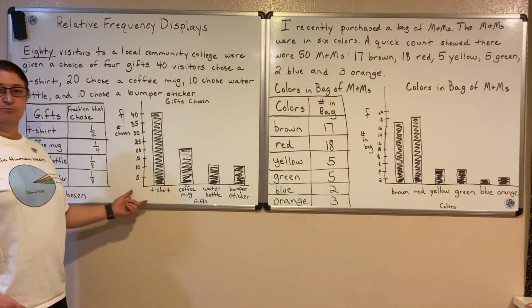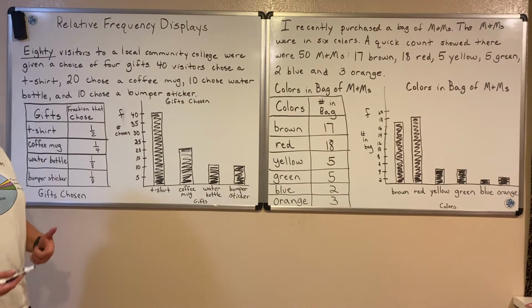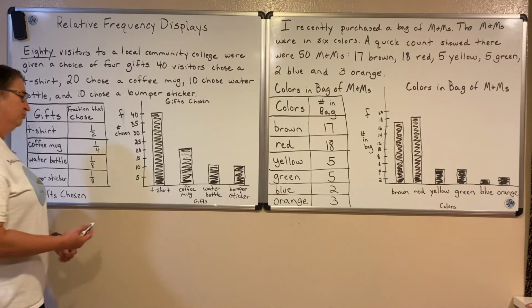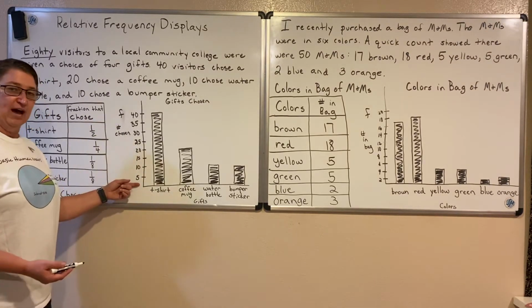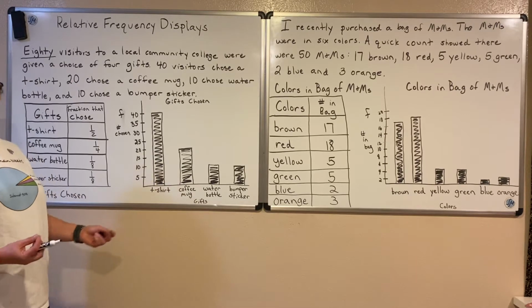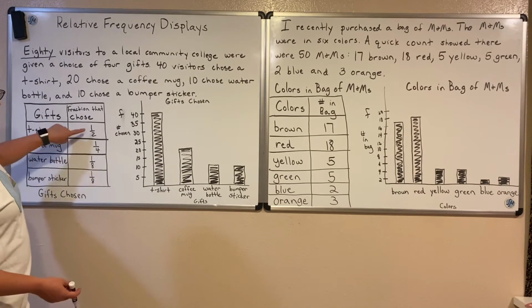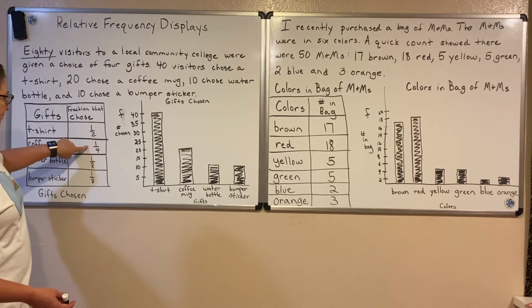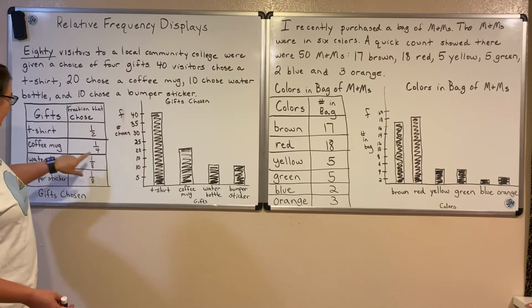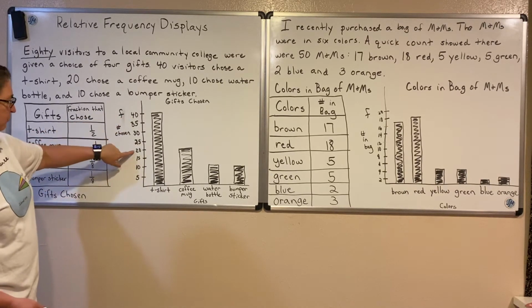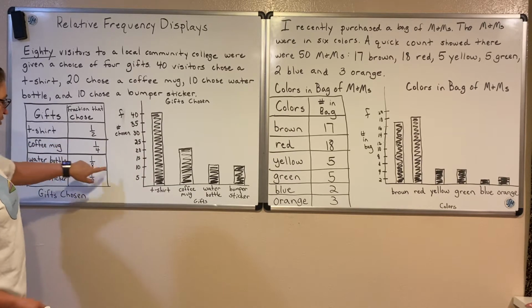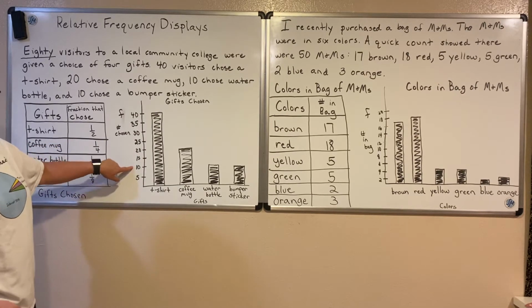I'm going to do the same thing here. I'm going to turn it into a relative frequency display. So instead of counting by 5s, I need to count by that fraction, or maybe by the percent. I can use the fractions that I made here. I know that this one is 1/2. I know that this one is 1/4, and I know that the water bottle down here is 1/8.